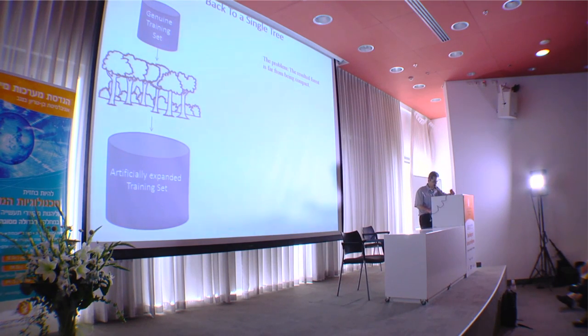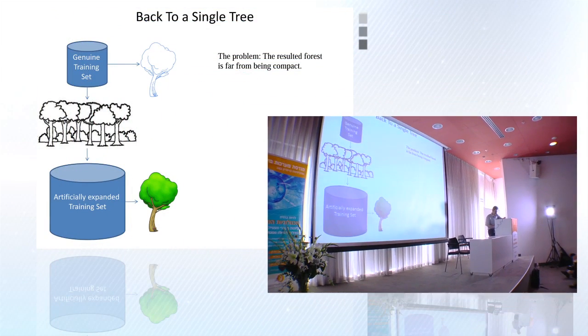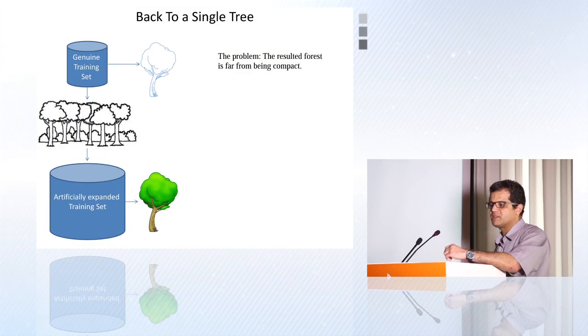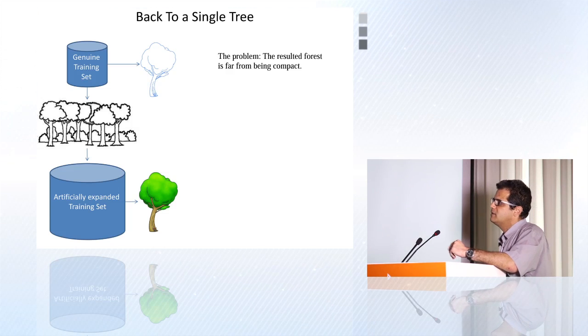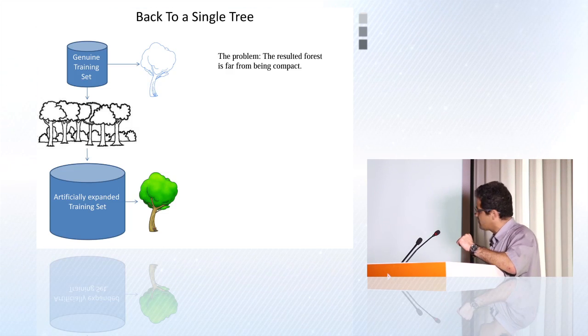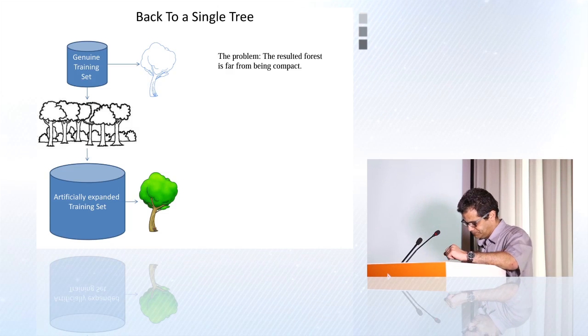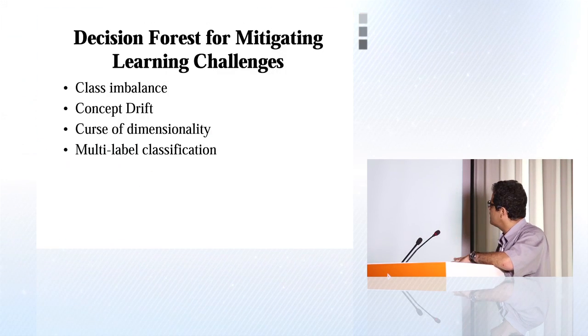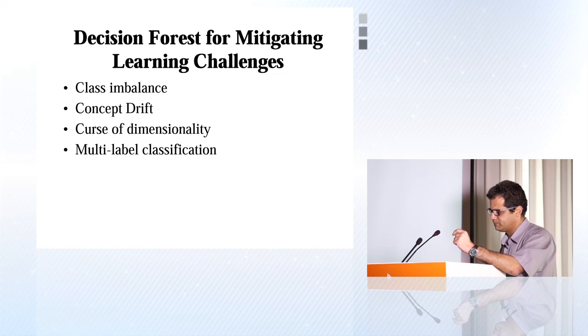Then, based on the fact that we now have a very large data set, we could build a tree that simulates the results of the entire forest. Of course, it doesn't reach the same accuracy level, but much higher than the original tree that was trained using only the original training set. So this is a nice trick to create a single tree with high accuracy.